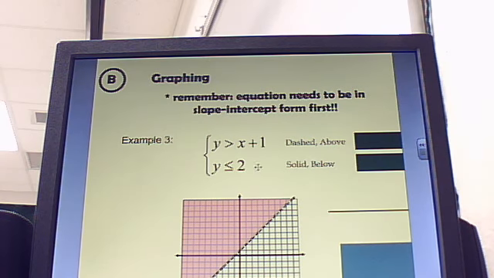For the second one, I don't have a y-intercept, or it doesn't look like I do, because the x is missing. When the x is missing, remember the y-intercept is just a number by itself, which is 2. So I'll start my graph at 2.